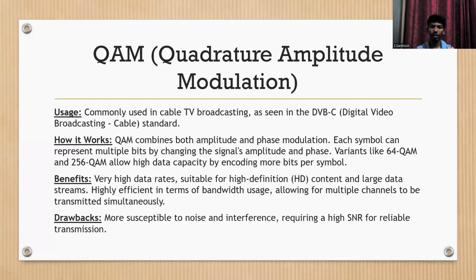And the benefit is that we have a high data rate suitable for high definition. That is, you can have high quality data being transferred to us, which is something like the HD channels that we have and the normal channels. HD channels are the basic example for having a high data rate. So, high quality contents and large data streams, highly efficient in terms of bandwidth usage, allowing for multiple channels to be transmitted simultaneously. And the drawback is that it is more highly affected by noise and interference, requiring a high SNR for reliable transmission, just like the QPSK.